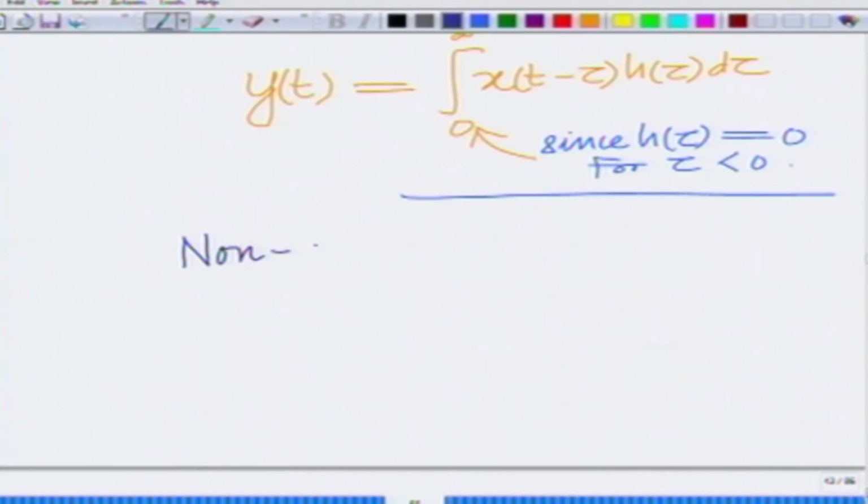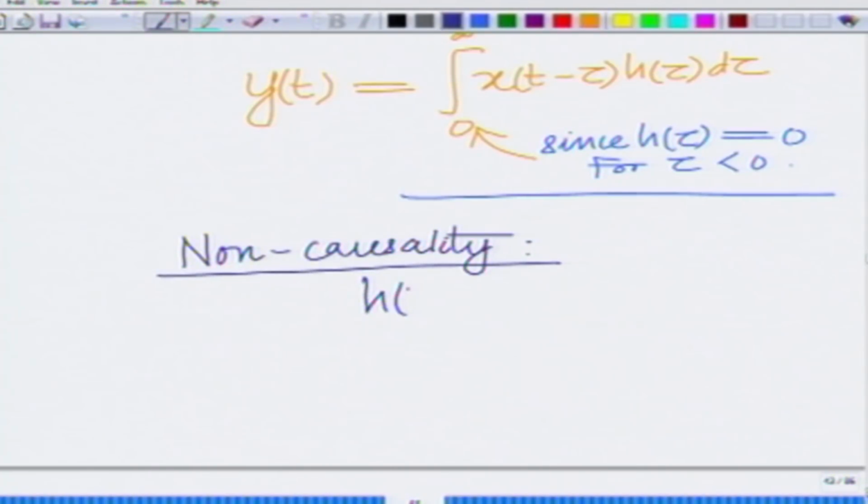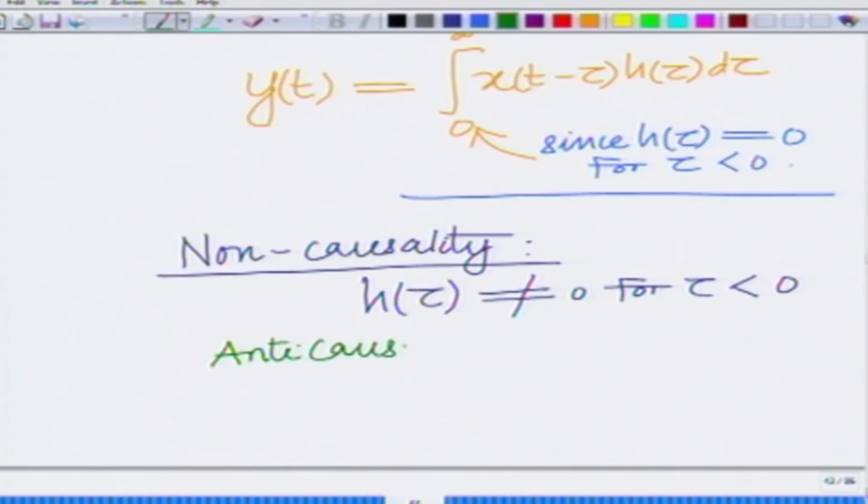Non-causality. A system is non-causal if h of tau is not equal to 0 for tau less than 0, or for some tau less than 0. In that case, the system is anti-causal.